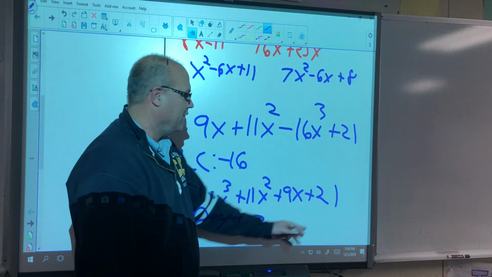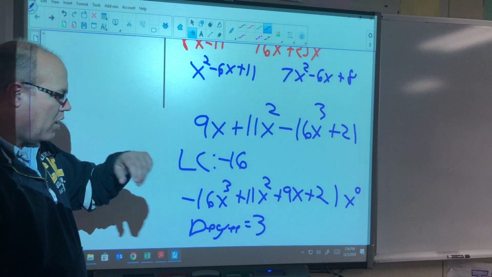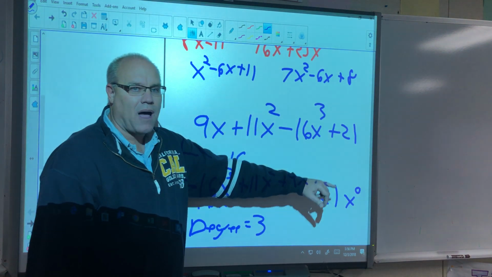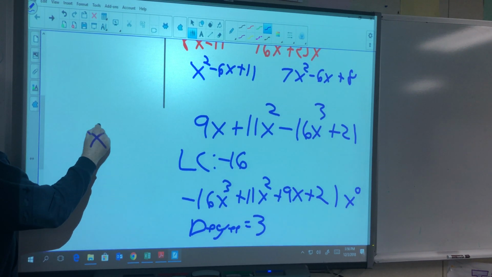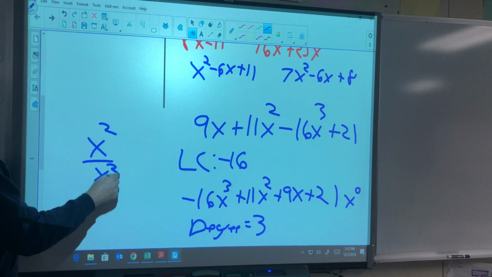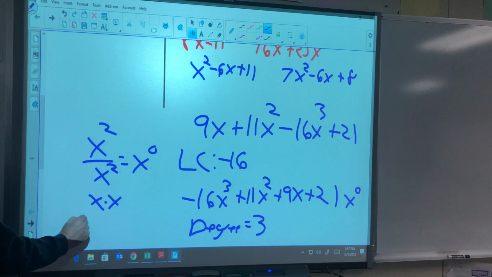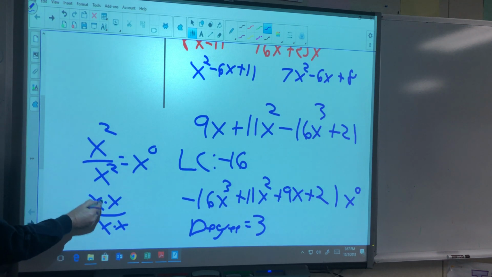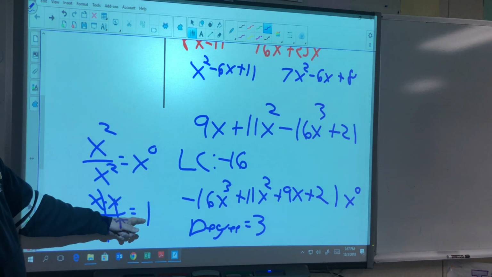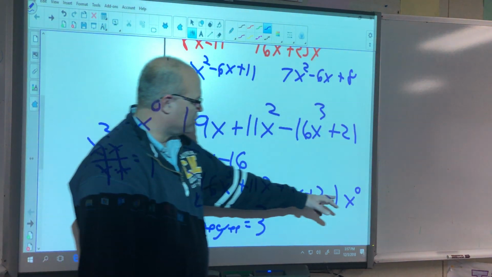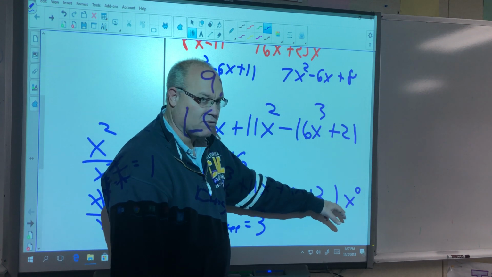Well, you say coefficient of what? Officially, this is x to the 0 power. If you remember from IM1, x to the 0 power is equal to 1. You can quickly see that here, sidebar. x squared over x squared equals x to the 0 power. And we know that x squared is like x times x over x times x. Find the ones, find the ones. Oh, that equals 1. So x to the 0 is equal to 1. All right, so we don't show x to the 0 typically, but that's our constant, or the coefficient would be 21.